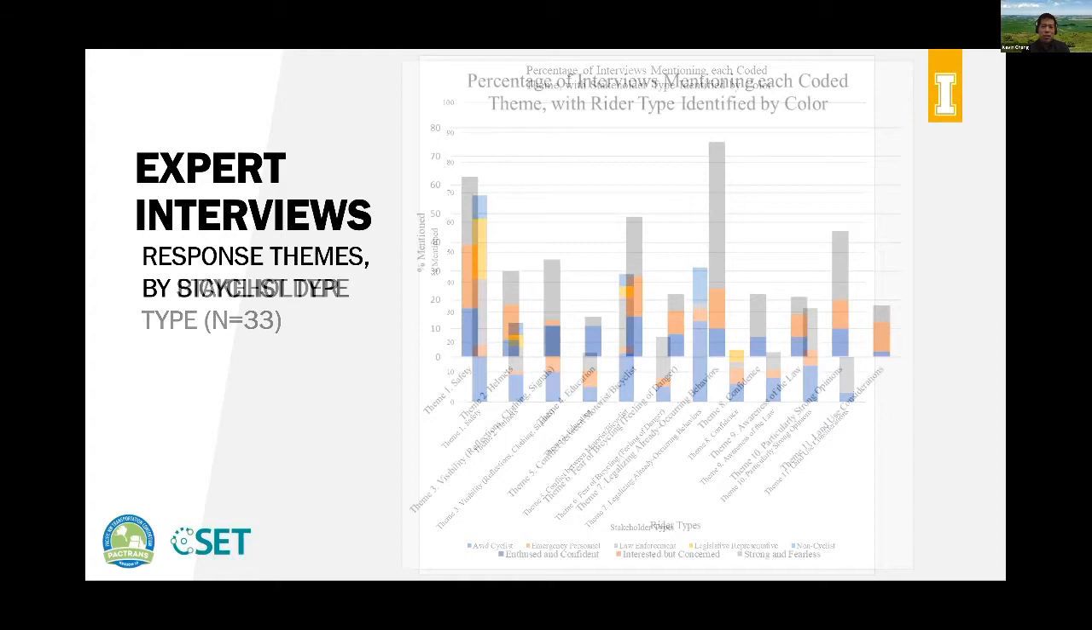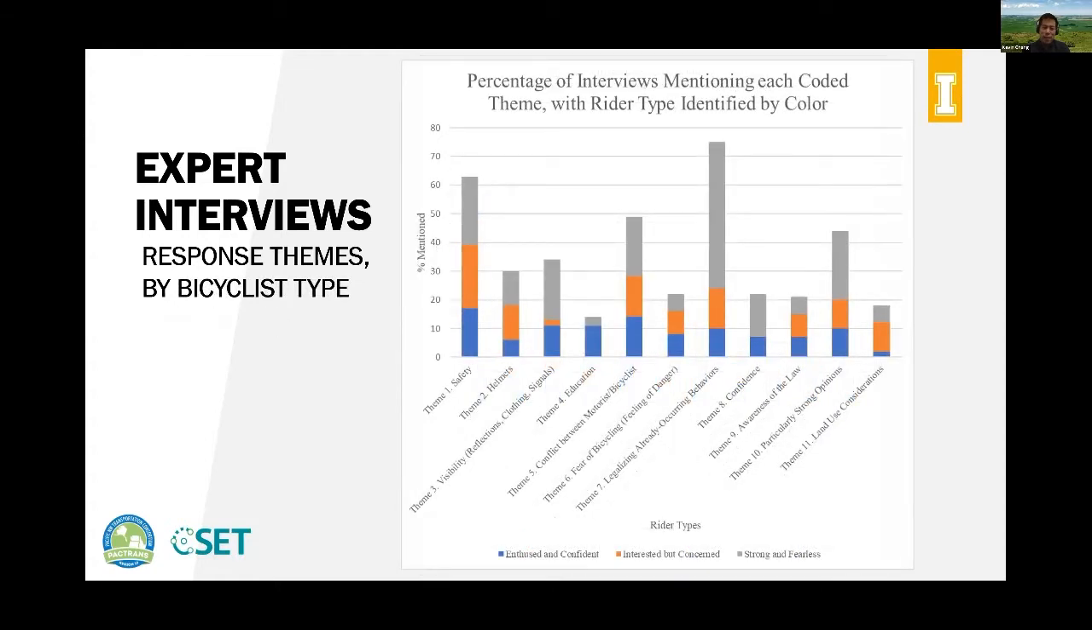The second figure shows the same themes, but now we capture the rider types a little bit differently. And in my next slide, I'll briefly describe how these rider types are defined. But you can see we've got, for example, one category here is strong and fearless bicycle riders. And so what theme did they mention more frequently than others? You can see theme number 7 was most popular with them. Again, legalizing behaviors that they feel bicyclists already are participating in the field. And so these were some of the initial interview responses.